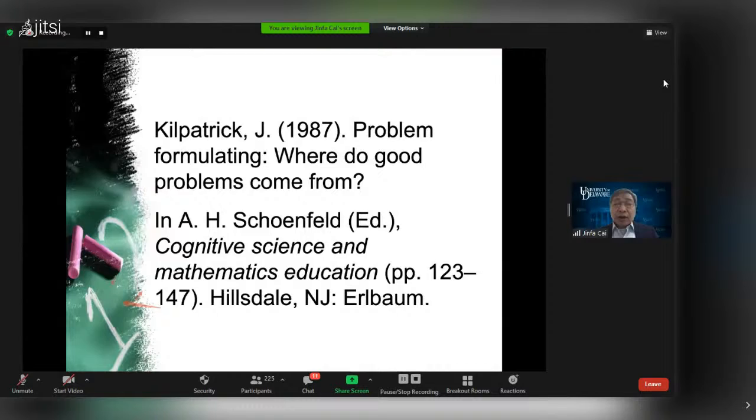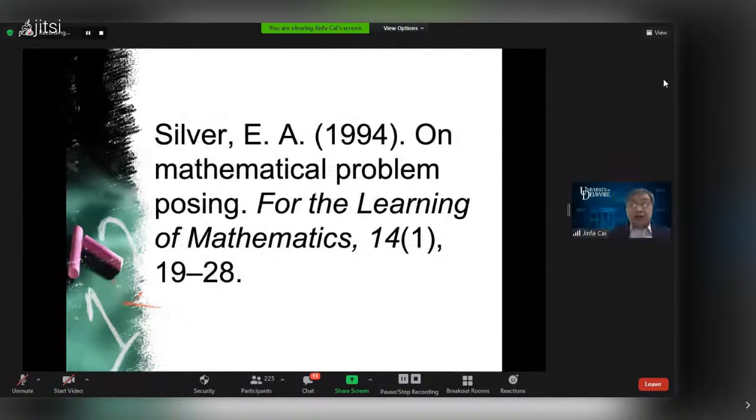Okay, in 1989, A. Silver secured a grant and launched the project on mathematical problem posing. He published a paper in 1994, even though his work started in 1989, about a year after Jeremy Kilpatrick's chapter. So Silver launched a project on problem posing.